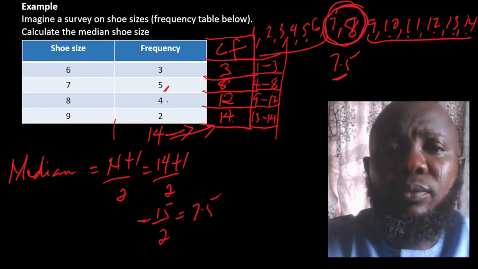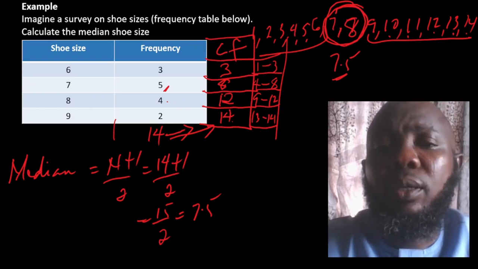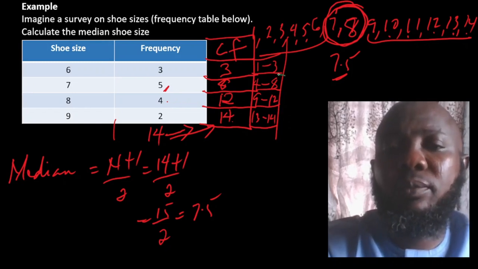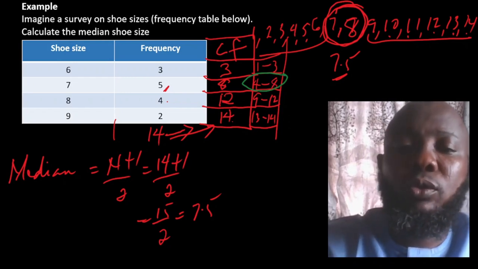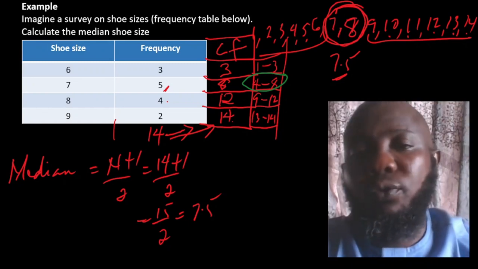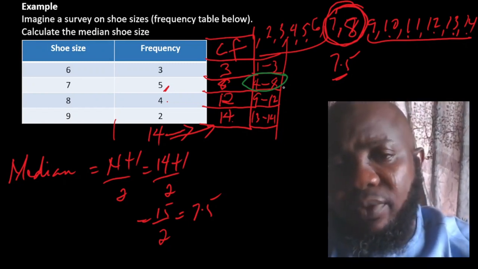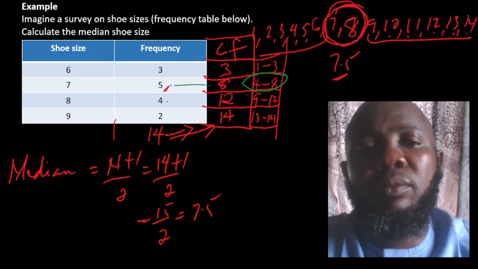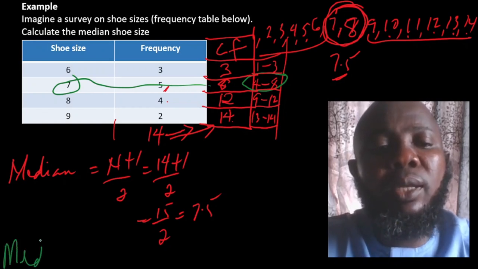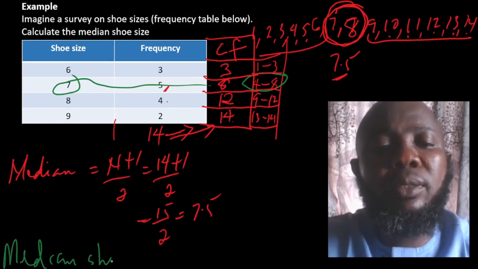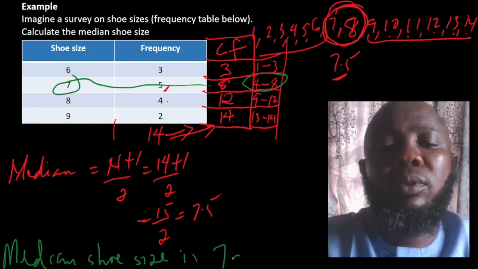So in that case, 7.5 falls here. It falls at this place because this is 8. So 7.5 falls here, from the 4th to the 8th position. I hope this is very clear. So in that case, we can now trace it down, which means the median shoe size is 7. So that is the answer.